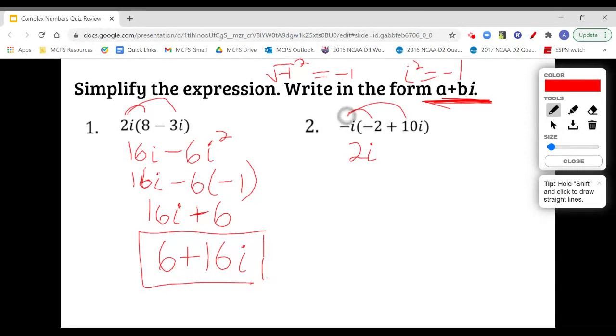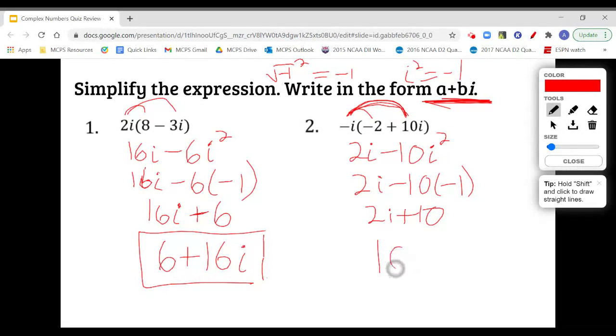Now, the next thing I'm doing is I'm distributing the negative i to the 10i. Here, the negative times positive 10 gives me negative 10. And i times i, again, something times itself is a squared. So that is i squared. Just like last time, my next step is to replace i squared with negative 1. Then I can go ahead and combine those two terms by multiplying, right? Negative 10 times negative 1 is positive 10. And then I'm writing it in the form a plus bi by putting my real term first.